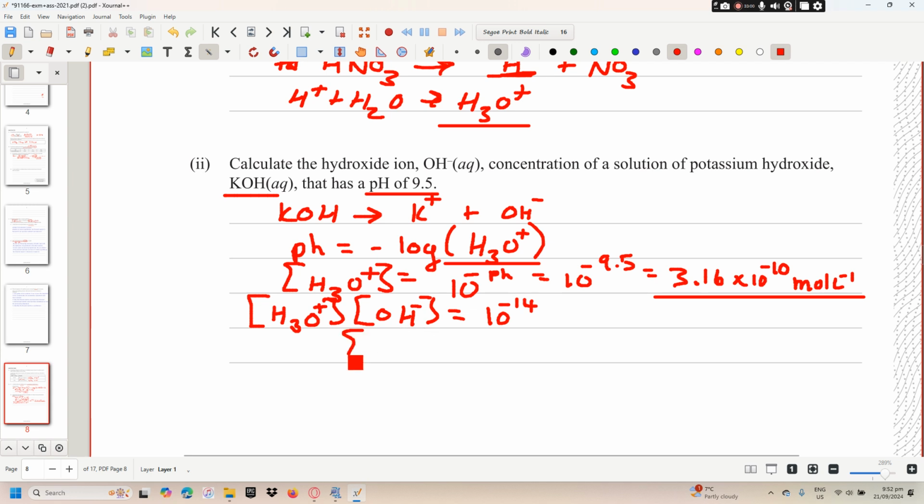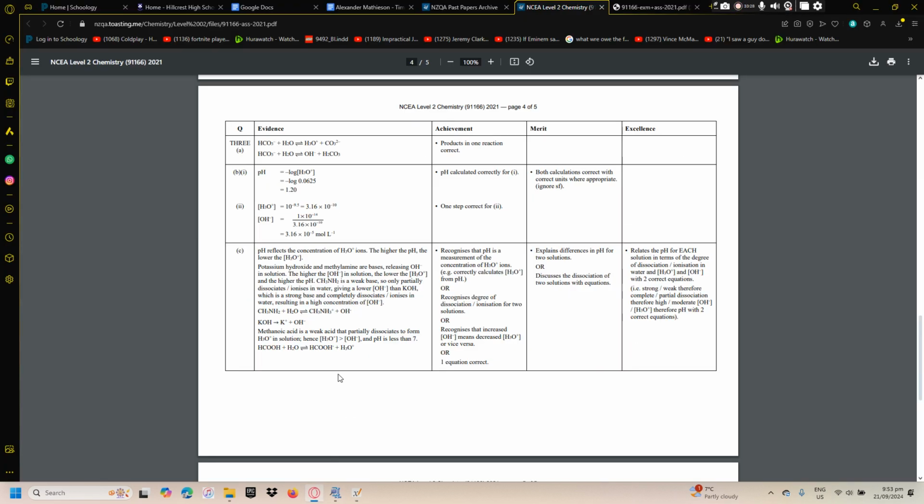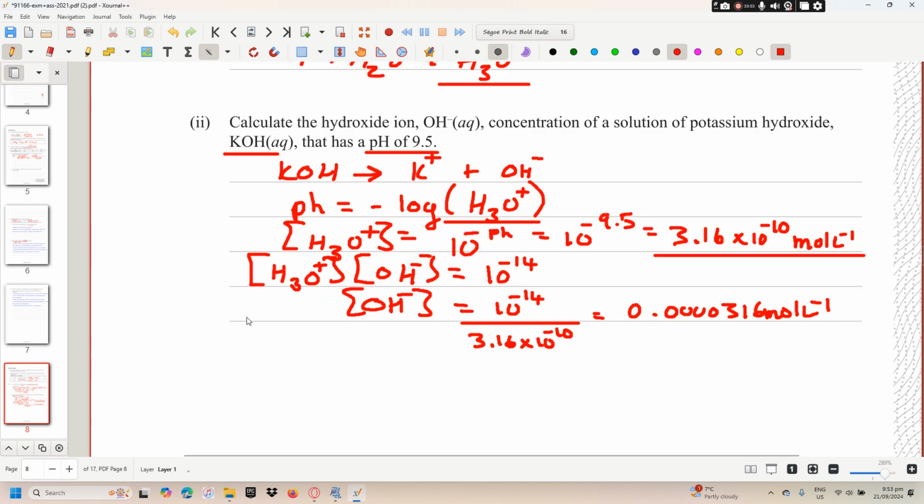Armed with this knowledge, you can then say OH minus equals 10 to the minus 14 divided by the hydronium concentration, 10 to the minus 10. So 10 to the minus 14 divided by the answer gives 3.16 times 10 to the minus 5, or 0.0000316 moles per litre. Still not that high, but much higher than this. That's the first way of doing it. There is another way, and it's much shorter.